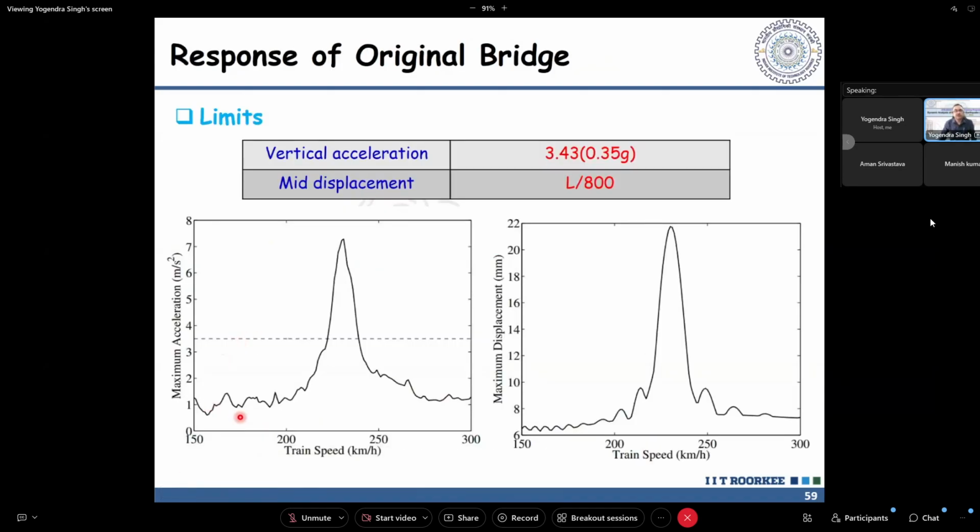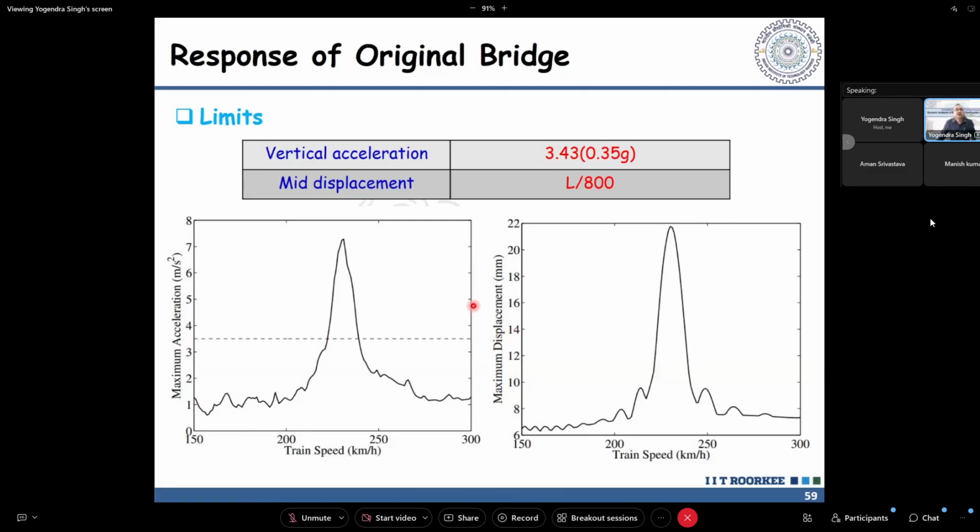So for the considered bridge, if you see the train speed versus maximum acceleration, it goes like this. And at 231 kilometer per hour here, we are getting the peak response, which is much more than the maximum allowed acceleration from different criteria. So we have taken the limit based on the criteria which we considered earlier.